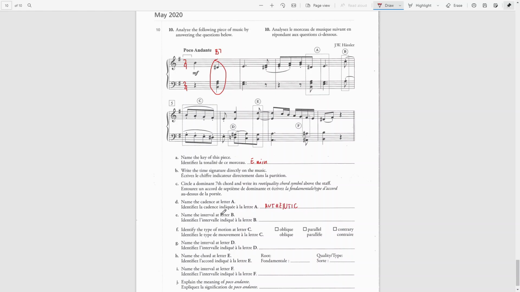Now we have to name the interval letter B. We have an A in the bass clef and we have a C in the treble clef, which is an octave and a minor 3rd higher. So this is a compound interval and we call this a minor 10th.